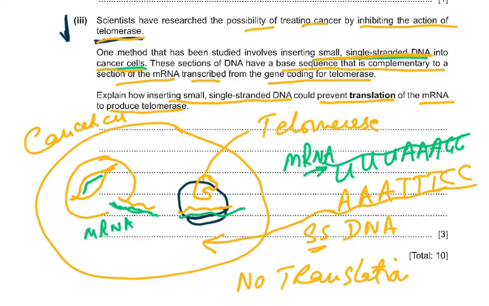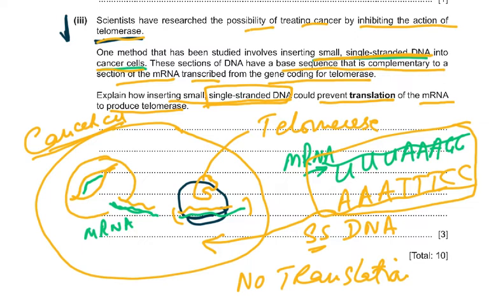So you have to understand that when this whole thing happens, the mRNA binds with the single-stranded DNA which we have inserted into the cancer cell. So there'll be no translation. So telomerase enzyme will not be made. No telomerase. So maybe we can solve the problem of cancers and we can treat cancers like this. Right? So DNA binds to the complementary section of mRNA. This is what I just drew here. mRNA cannot bind to ribosome. So now this is blocking it, so the mRNA cannot bind to the ribosome.